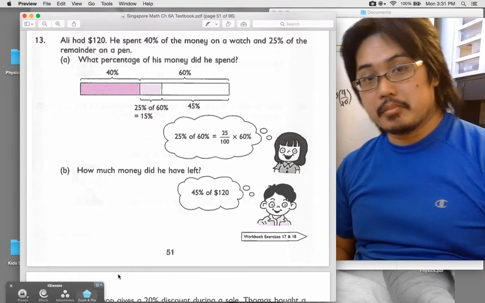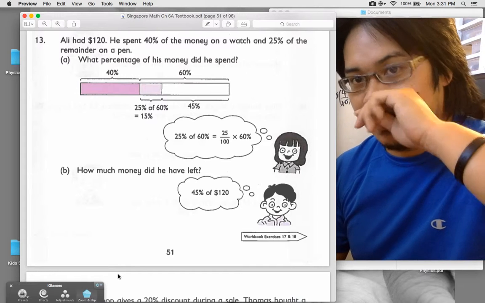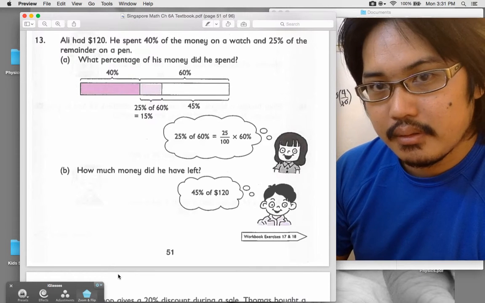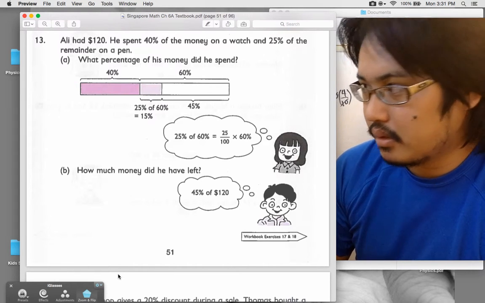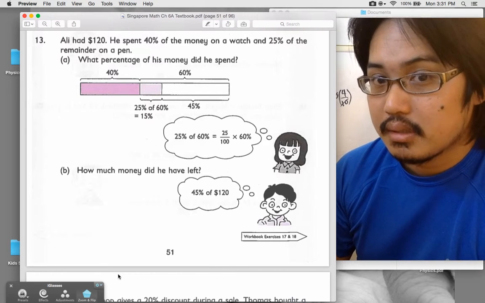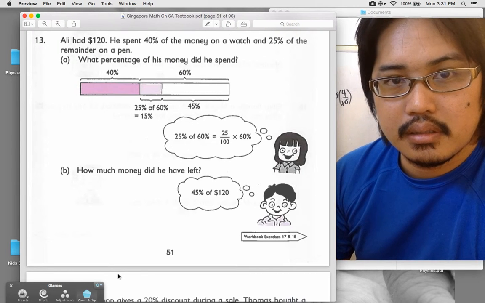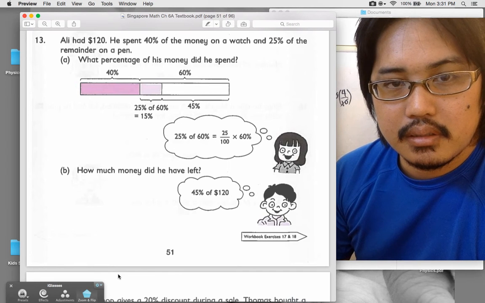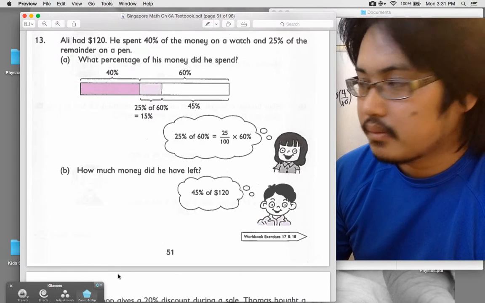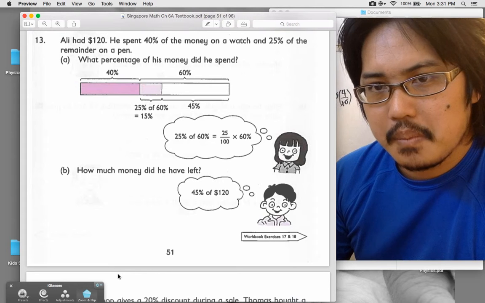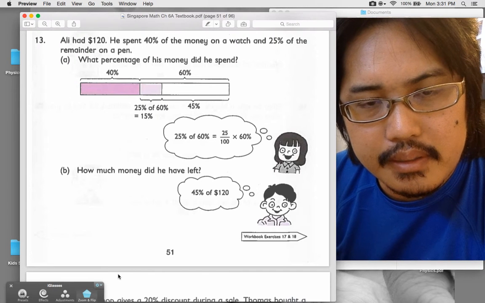No. Why not? Because 40% plus 25% is 65% altogether. Yeah, but he spent 40% on one thing and 25% on the other thing. Well, right. So, didn't he spend 65% altogether of his money? I think. Yes. 65? What percentage did he spend?